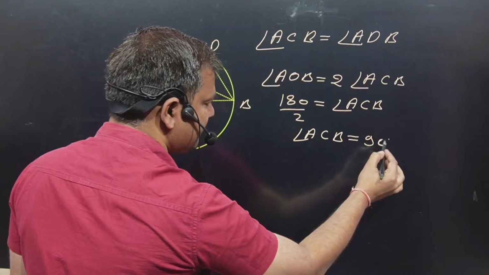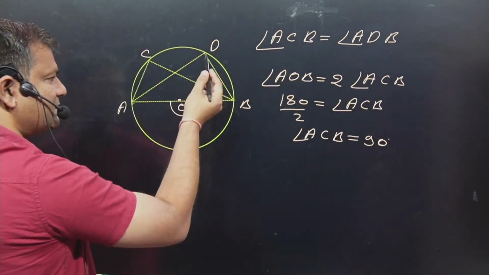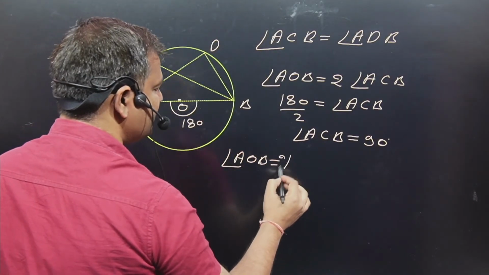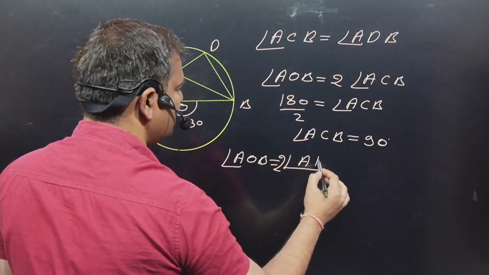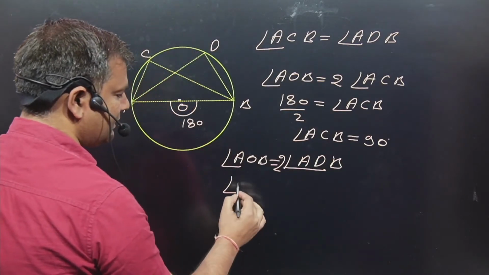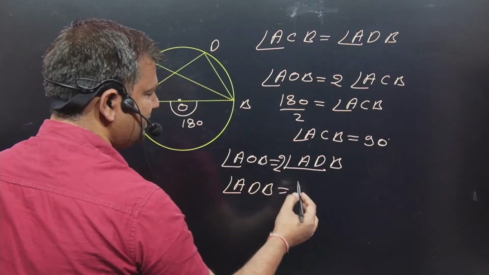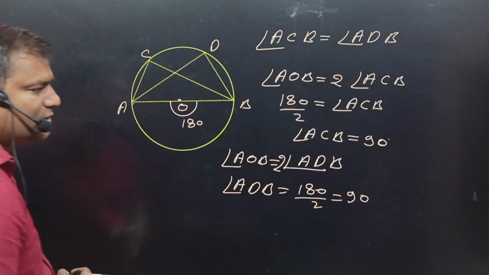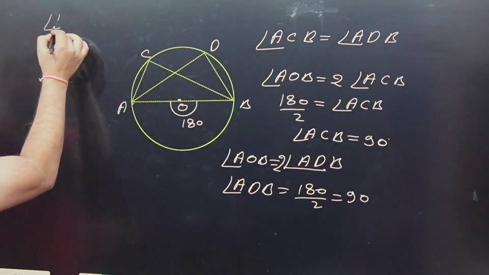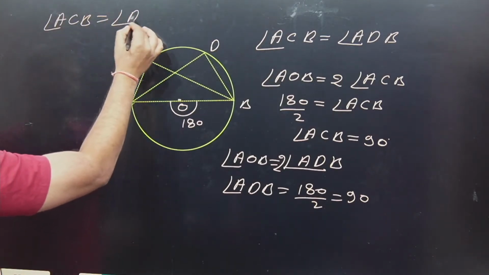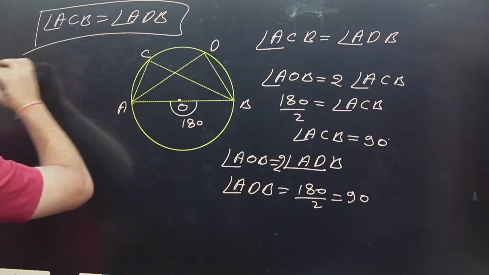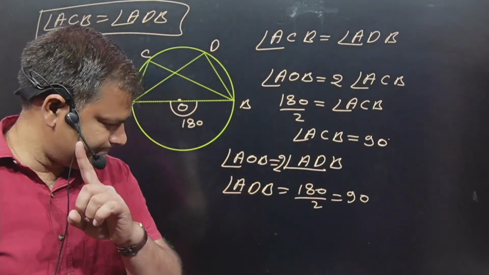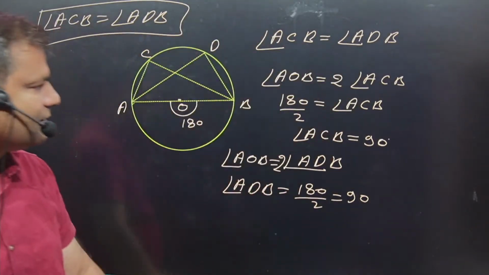Now if that concept also applies here, angle AOB will be equal to 2 times ADB. So angle ADB will be equal to AOB, basically 180, divided by 2, which is 90 degrees. So finally you can say that angle ACB will be equal to angle ADB. I hope it is clear. Any doubt?